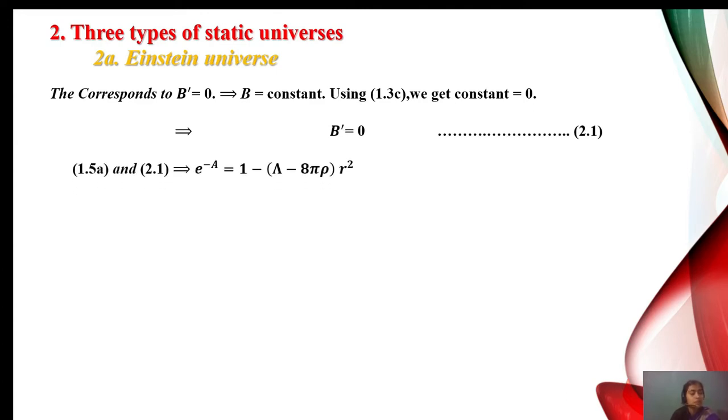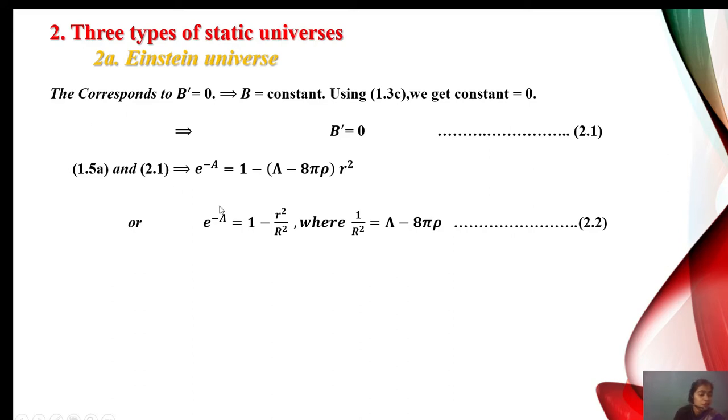Then the equation is e to the power minus a equals 1 minus lambda minus 8 pi rho r square. This will be the equation. It is also represented in this form, because e to the power minus a is generated as e to the power minus a equals 1 minus small r square upon capital R square, where 1 by R square is considered as lambda minus 8 pi rho. This will be the form.